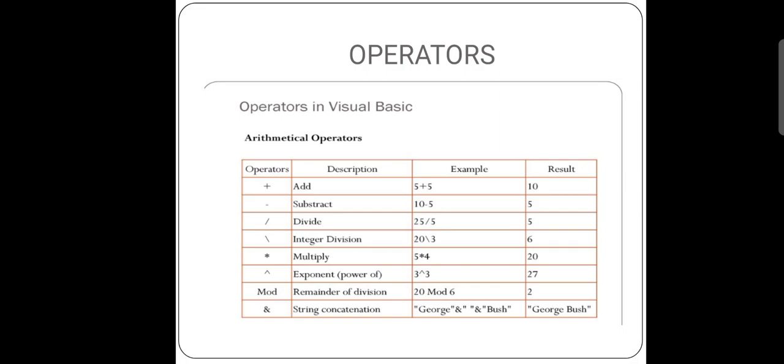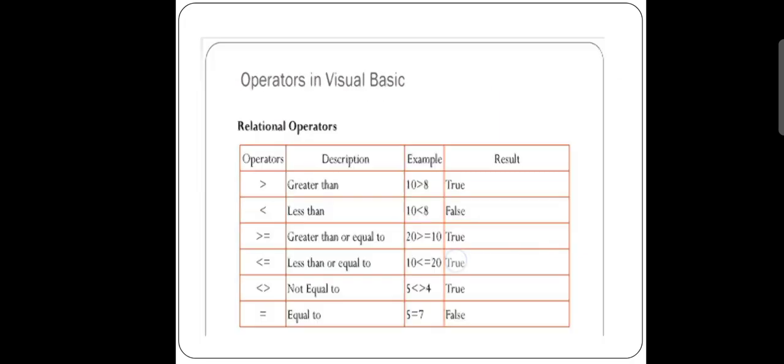The arithmetic operator symbol is plus: 5 plus 5 equals 10. Likewise, all the operators have descriptions, examples and results. Next, the comparison or relational operators. Comparison operators are used to compare two operands and produce a result of true or false. The relational operators are greater than, less than, greater than or equal to, less than or equal to, and not equal to.